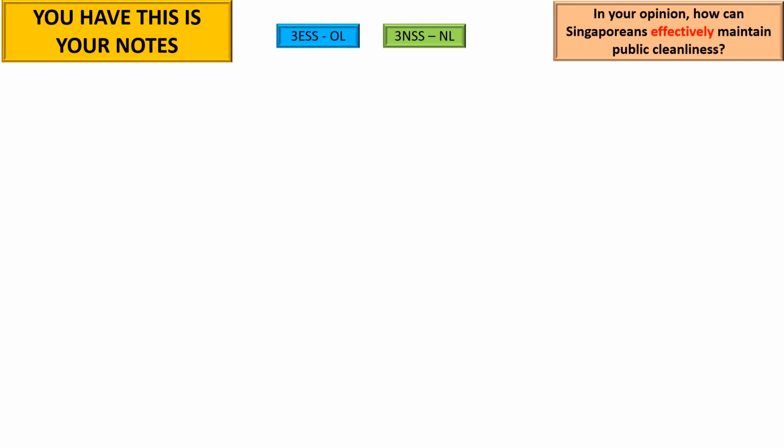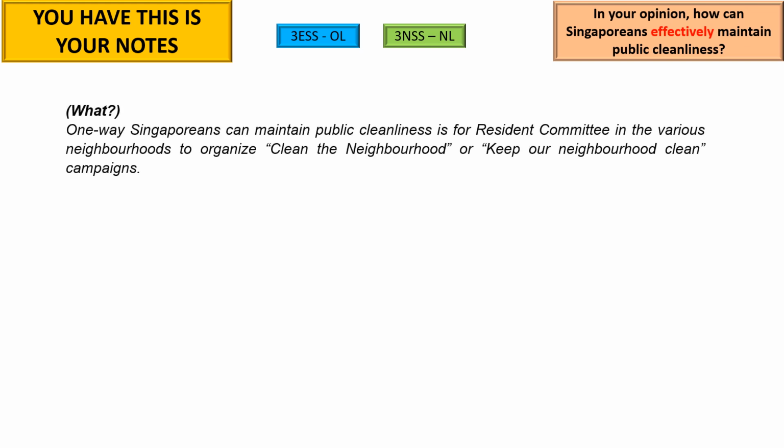Okay, so now with the understanding of what strategies are, how do you write it out as an essay? Now, you have this in your notes, but before that, go back to the question. In your opinion, how can Singaporeans effectively maintain public cleanliness? Now, in your notes, the strategy that was chosen, the what that was chosen, was community. It really focused on how the community can organize to clean the neighborhood or keep your neighborhood clean.